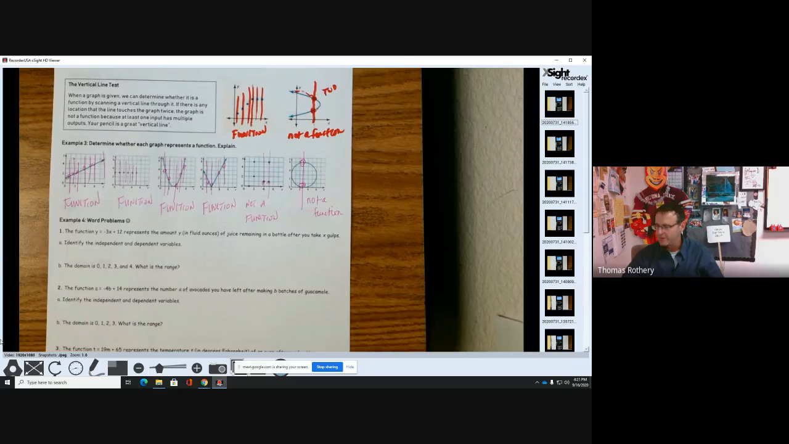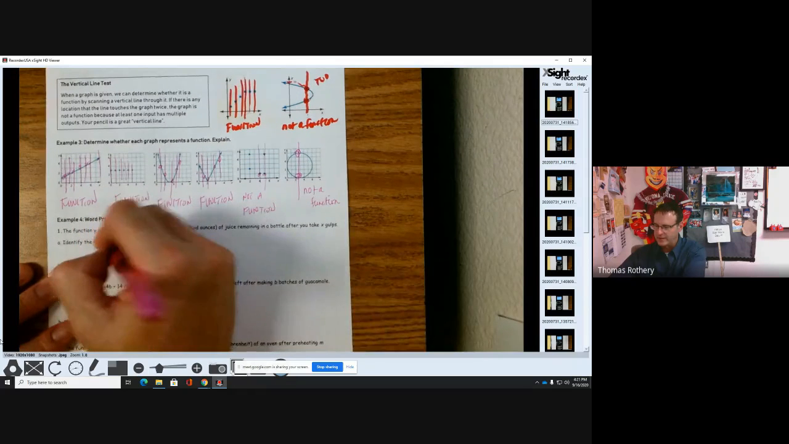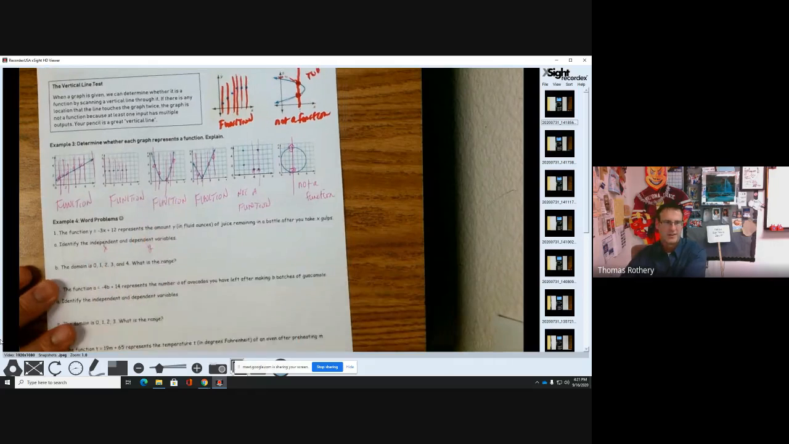Okay, so now we have some word problems. It says the function y is equal to -3x plus 12 represents the amount of juice remaining in a bottle after you take x gulps. Find the independent and dependent variables. I like these because I think these are easy. Remember, independent is just what x is, and dependent is what y is.